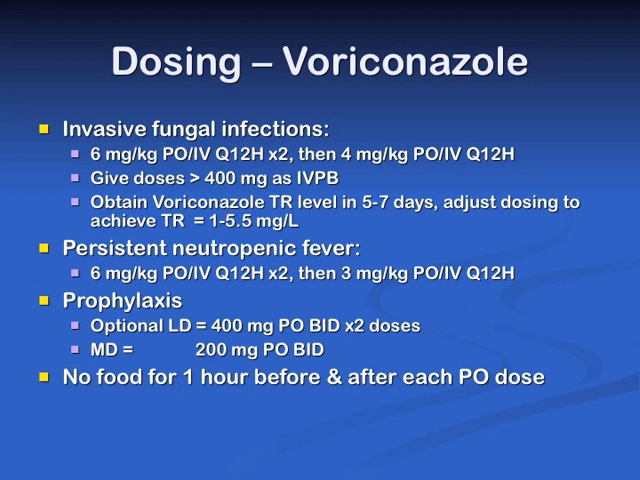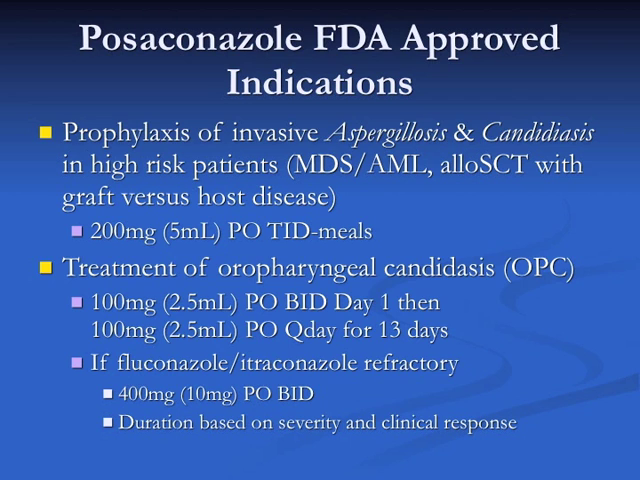Persistent neutropenic fever uses the same lower dosing range. For prophylaxis, it is mostly studied at 200 milligrams twice a day, with no food for 1 hour before and after each dose. Switch over to posaconazole, or Noxafil. It's approved for prophylaxis of invasive aspergillosis and candidiasis in high-risk patients.